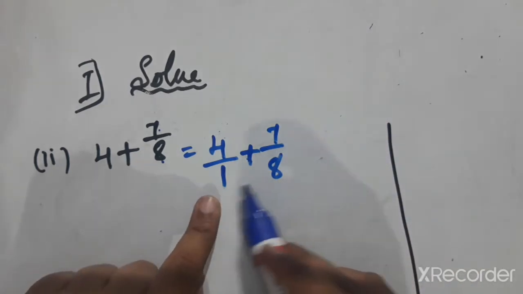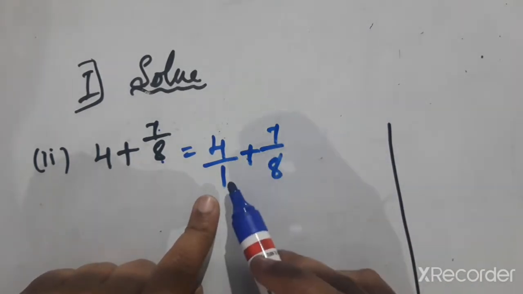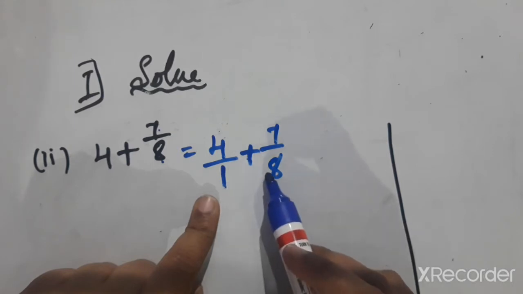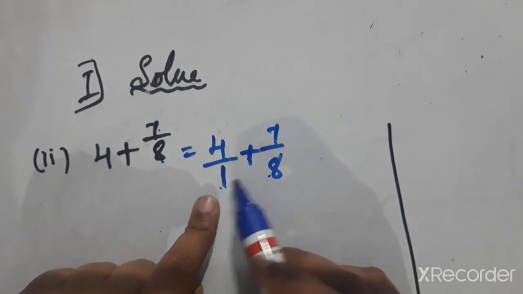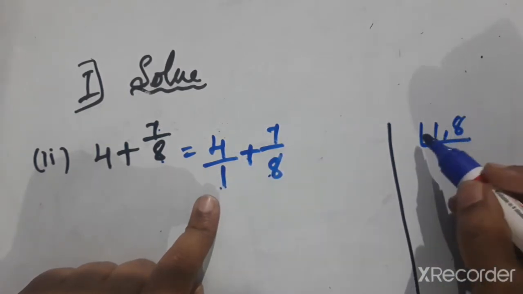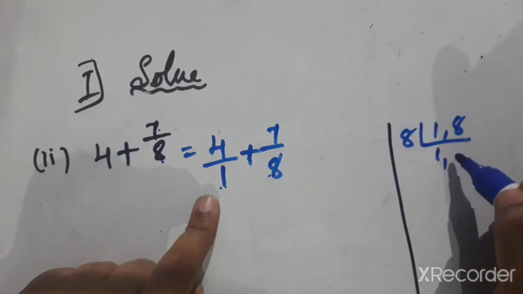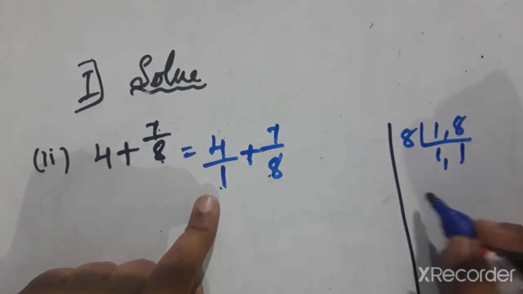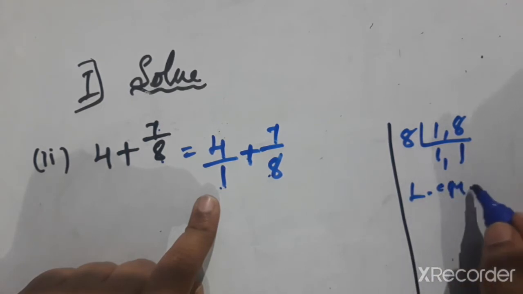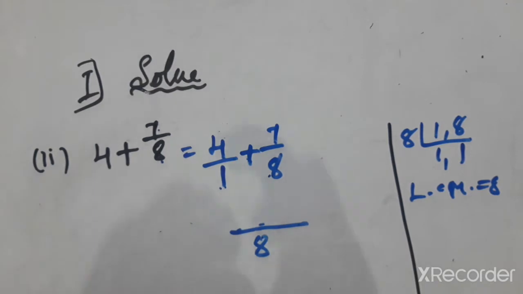Now, if the denominators are the same, we can calculate directly. So equalize the denominators to the same value, converting into like fractions. So find the LCM of the denominators 1 and 8. 1 as it is, 8 ones are 8. So the LCM of 1 and 8 is 8.